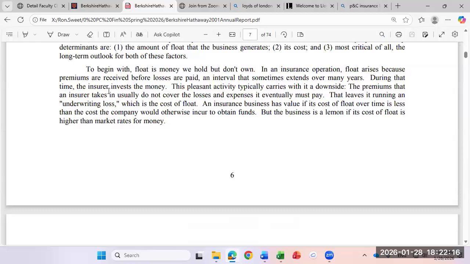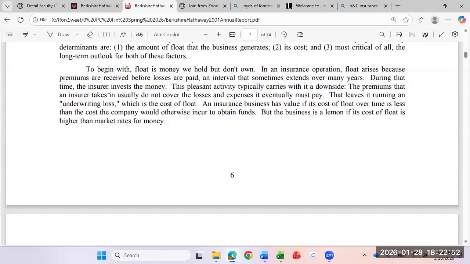All right, so float is money you have that you don't own. The exact number is not a subjective number. It's a number you can find on the balance sheet. He's saying it's the reserves. Why do they have this reserve? It's because they've collected money, premiums from their customers, but they haven't paid the claims yet. It's going to take some time. Think about rebuilding the Twin Towers. That can take decades. Paying people their workers' comp claim can take some time because there's a lot of paperwork. So there can be quite a bit of delay.